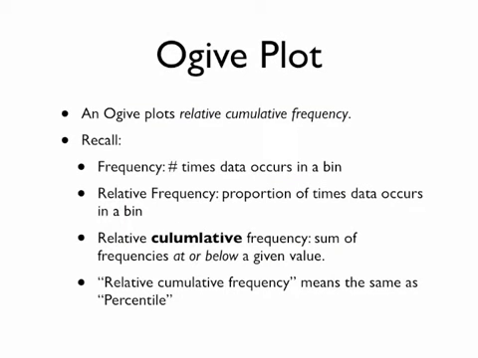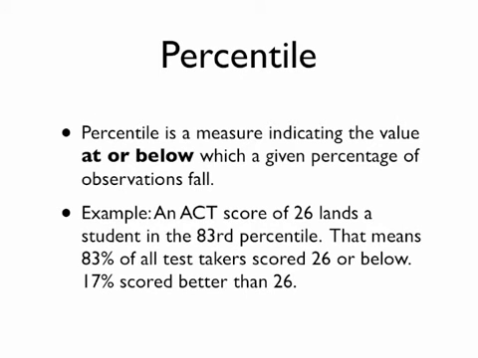So an ogive plot's relative cumulative frequency, or cumulative relative frequency. If you recall, frequency is the number of times data occurs in a bin or in a class. Relative frequency measures the proportion of times that the data occurs in a bin, so relative cumulative frequency is the proportion of frequencies at or below a given value. Right? In other words, percentile. So percentile is a measure that indicates the value at or below which a given percentage of observations will fall.